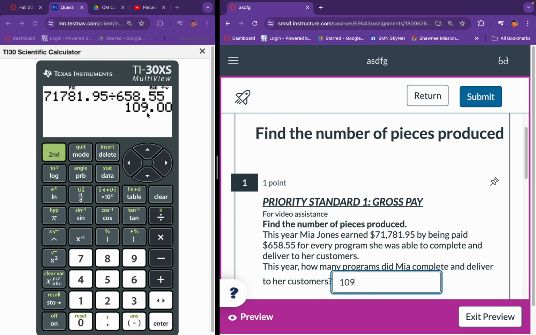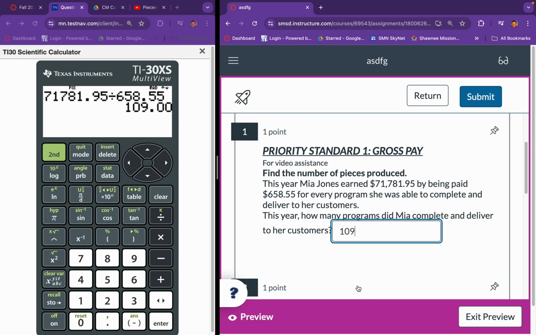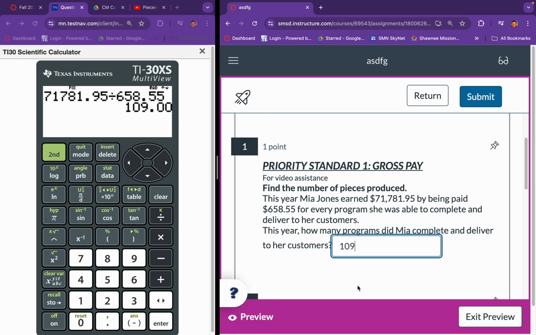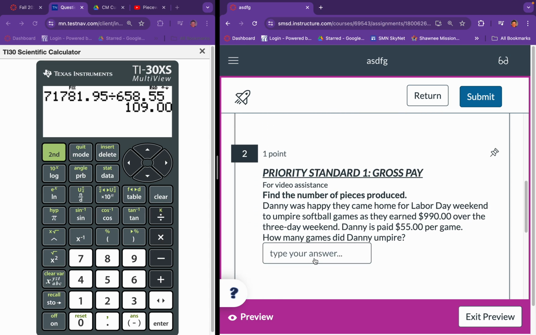So even though up here it says 109.000, don't put .00 in Canvas or it's going to mark it wrong, okay? Just 109, no dollar sign because it's not money. So one of those rare times where we're not finding money. They told us all the money, we have to find the items. Okay, so next question. Find the number of pieces produced.